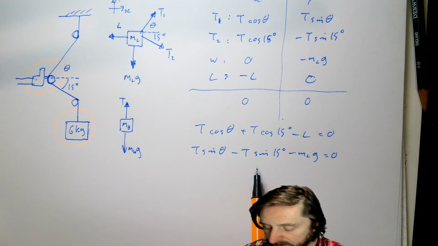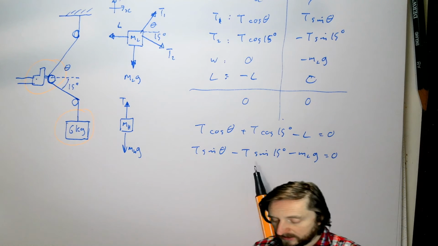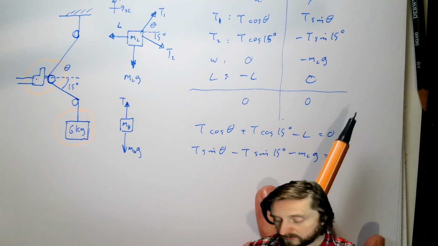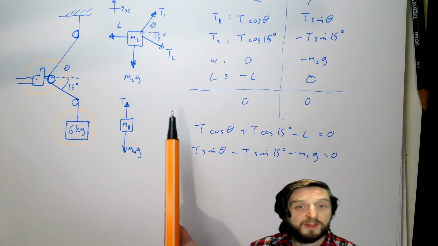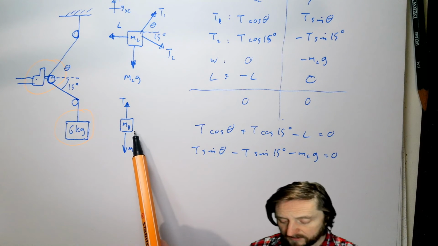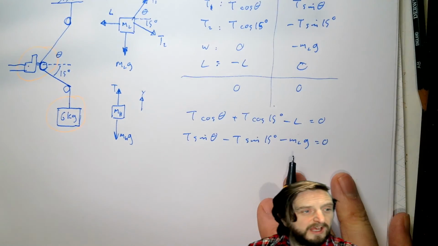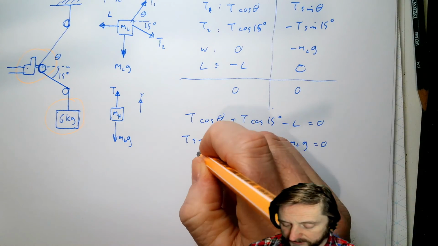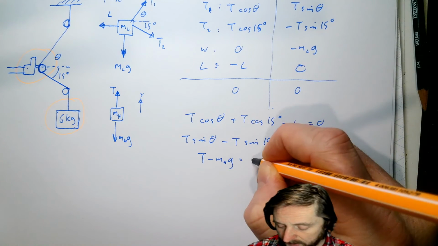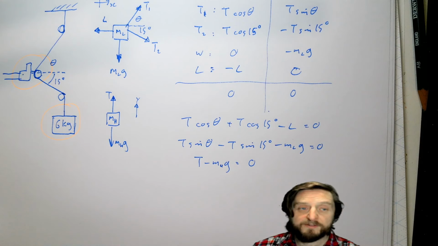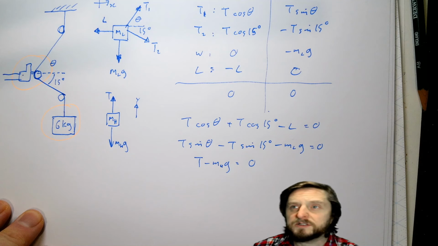So we've got these two. And if you just look at this right now, we actually have three unknowns. We have the tension, we have this force in the leg that we're trying to find, and we have this angle theta that we don't know. But we do have a third equation we can create, which is Newton's second law for this object. So for this object, we can write T, same T again, minus m_H g equals 0. Now we have three unknowns and three equations, so we can go ahead and solve it.